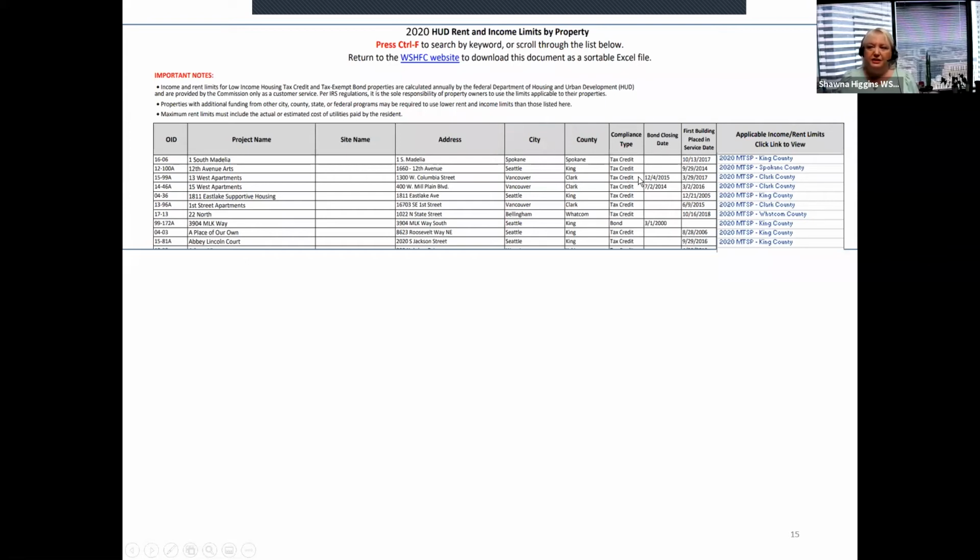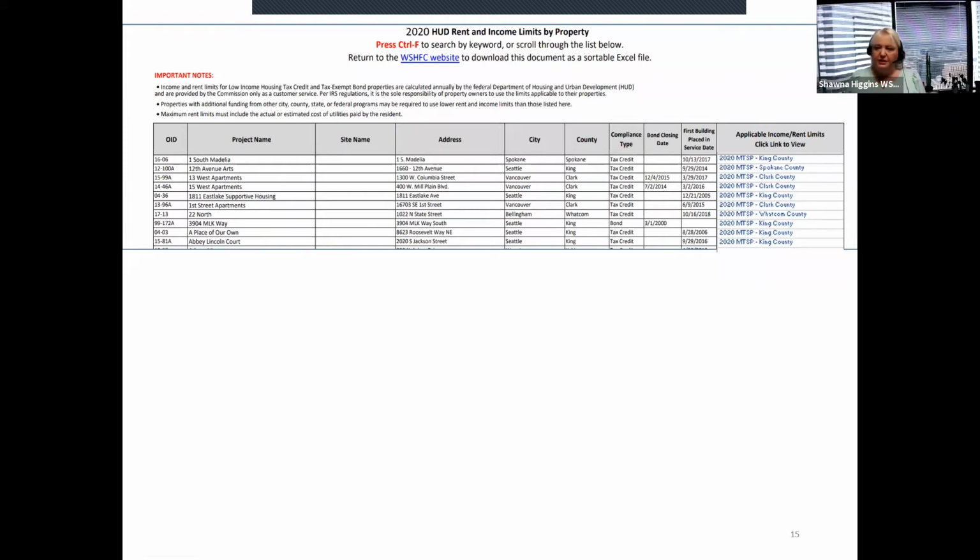So for instance, you see this one, it says tax credit, but it has a bond closing date. That means it's a combo deal. And then this one down here is just a bond, so it just has the bond closing date. And then it also has the placed in service if it's a tax credit property. And then over here, it shows you what income limit chart you need to go to.